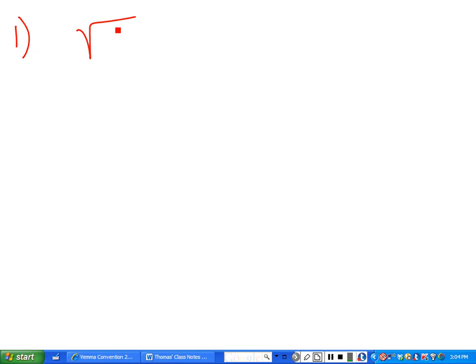Square root of 49. Of course, since we don't see a number there for the index, that number is considered to be a 2, even though you don't see it. So square root of 49: is 49 a perfect square? It actually is. So the answer is 7, since 7 squared equals 49. Alright, let's move on to another one.